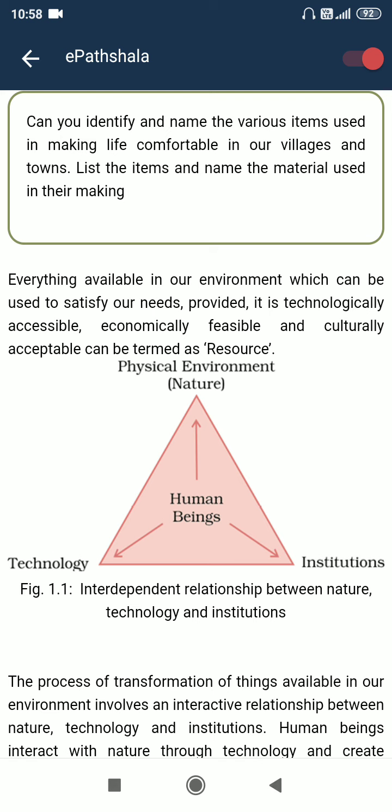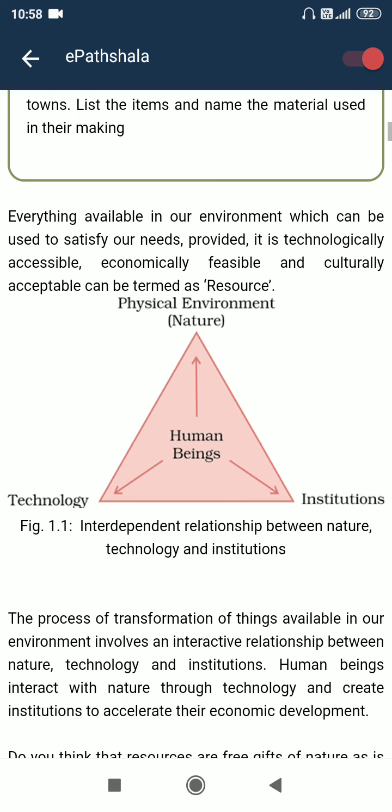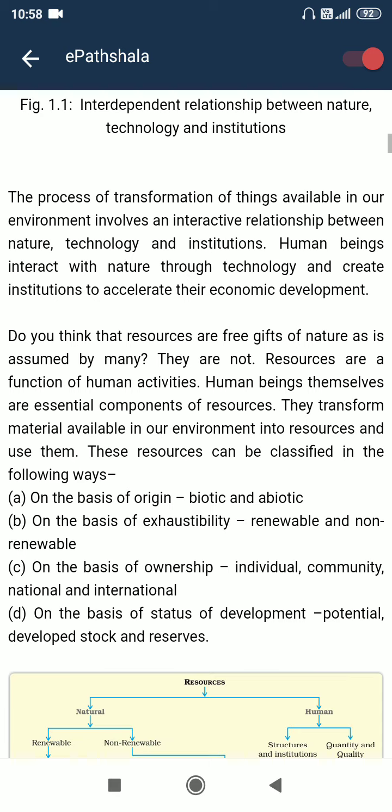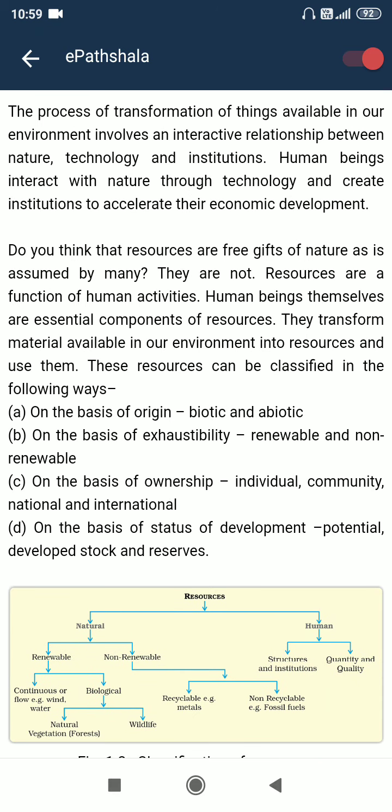Everything available in our environment which can be used to satisfy our needs, provided it is technologically accessible, economically feasible, and culturally acceptable, can be termed as a resource. The process of transformation of things available in our environment involves an interactive relationship between nature, technology, and institutions. Human beings interact with nature through technology and create institutions to accelerate their economic development.